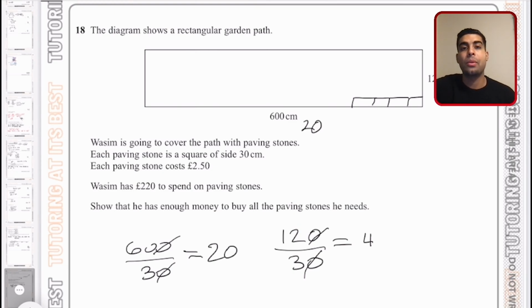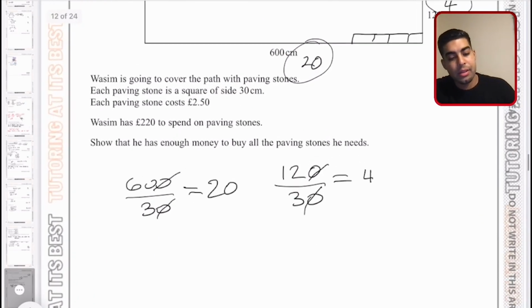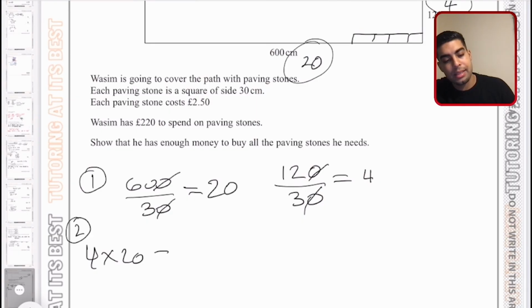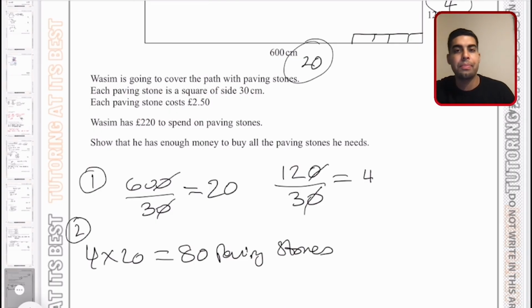Having said that, we are now going to multiply out our 4 by 20 to get the total number of slabs and paving stones that we need. So let's go ahead and multiply 4 by 20. That's our first step. That's our second step. We now need 80 paving stones in total.